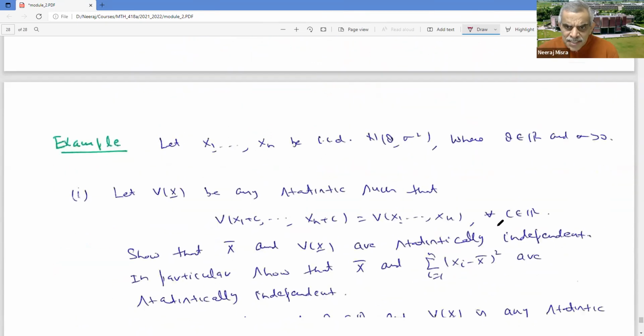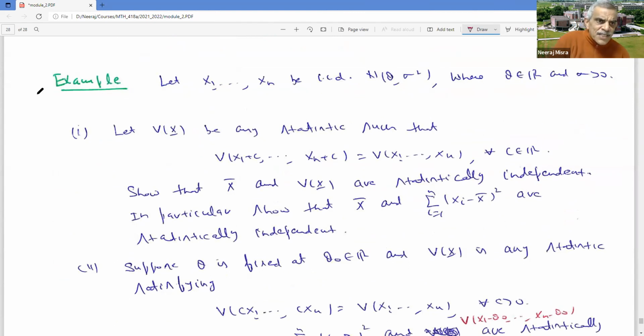independent. Let us try to see some of the applications of this result. So let us consider this example. Let X1, X2, ..., Xn be IID normal(theta, sigma squared), where theta belongs to R and sigma is positive. So first of all, I know that if sigma is known, then any statistic which satisfies V(X1 plus C, ..., Xn plus C) is equal to V(X1, X2, ..., Xn) would be ancillary. So what I have to show is that X bar and V(X) are statistically independent. And that follows just from Basu's theorem, because if V satisfies that V(X1 plus C, ..., Xn plus C) is the same as V(X1, X2, ..., Xn), that would imply that V(X1 minus theta, ..., Xn minus theta), because I can take C to be minus theta, is the same as V(X1, X2, ..., Xn).